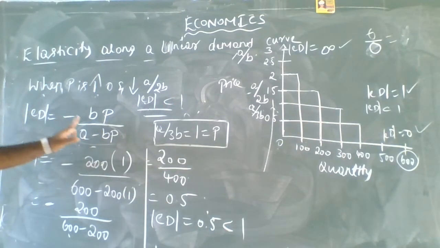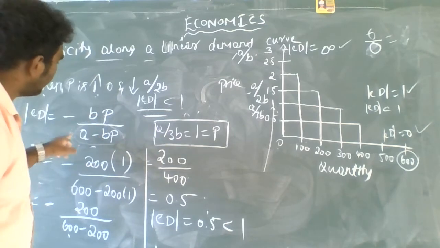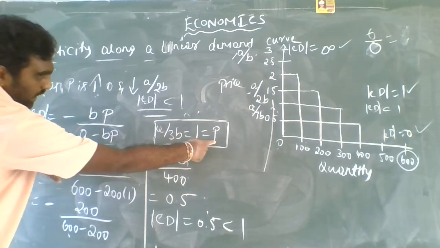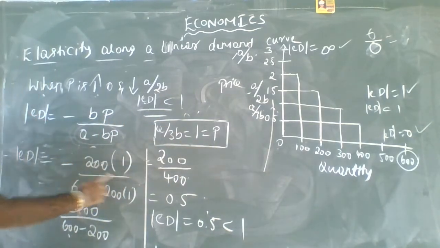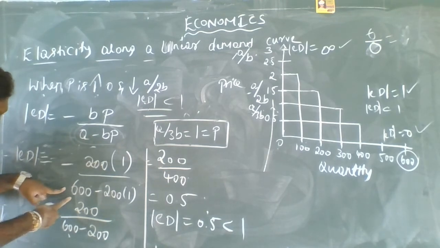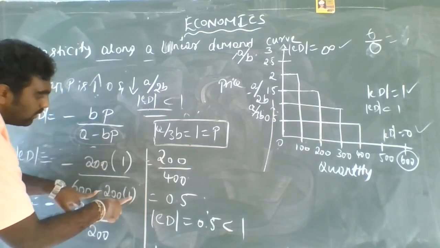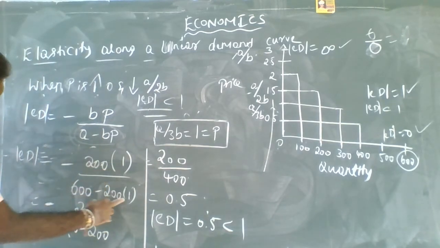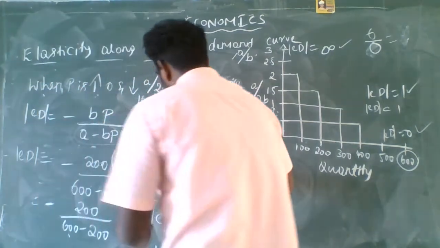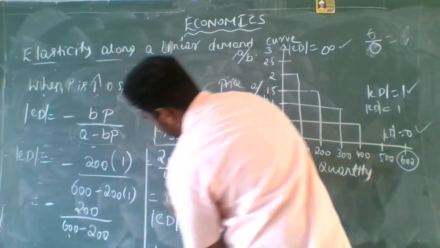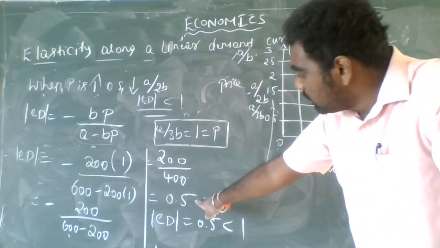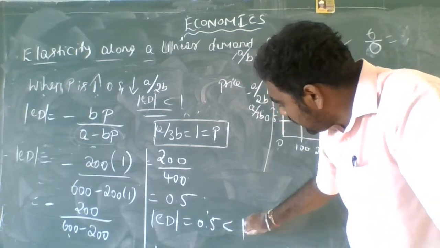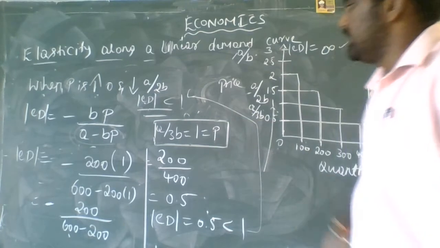So I use the same equation. Elasticity of demand equals minus Bp divided by A minus Bp. B is 200, the price is 1, and A is the maximum limit function, that is 600, minus 200, which is B, multiplied by 1 because it is P. So I arrive at minus 200 into 1, which is 200, divided by 600 minus 200 into 1, which is 400. Using the modulus of elasticity of demand, it is equal to 0.5, which is lesser than 1. We again proved this condition.